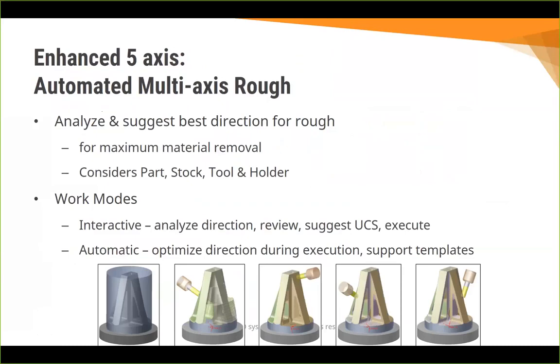Moving on to 5-axis, we have many functions developed here in V15, starting with the automated multi-axis roughing. This function allows us to analyze and suggest the best direction for roughing, for maximum material removal, of course considering the tool and the holder, but also considering the stock. So it suggests the best orientation for maximum material removal.